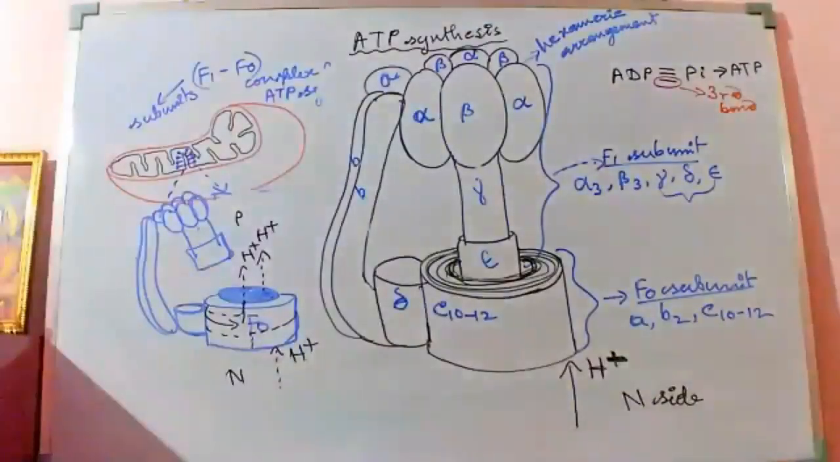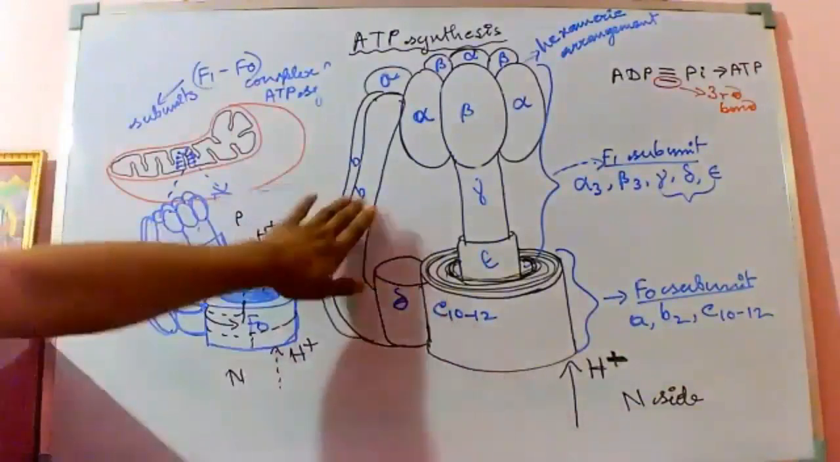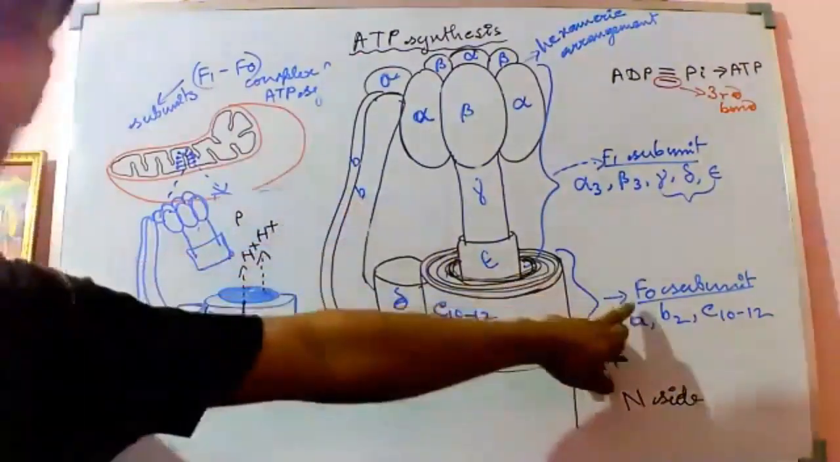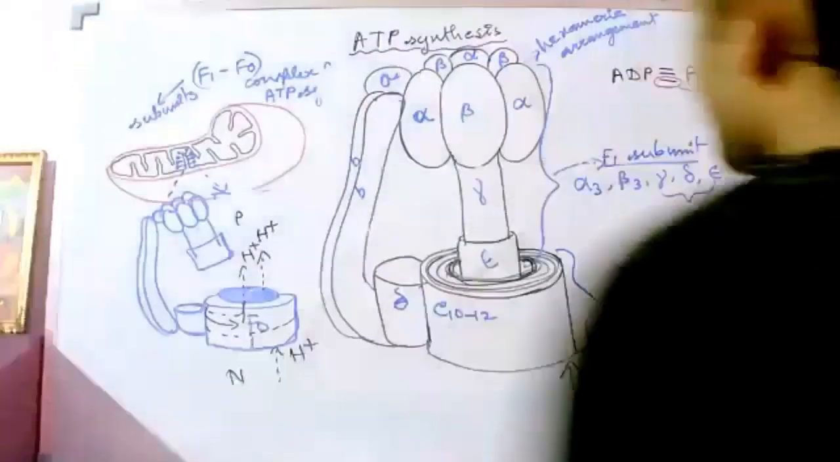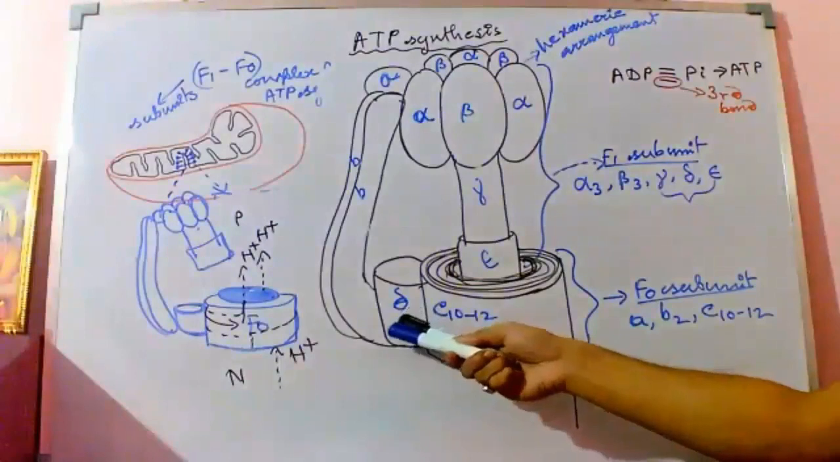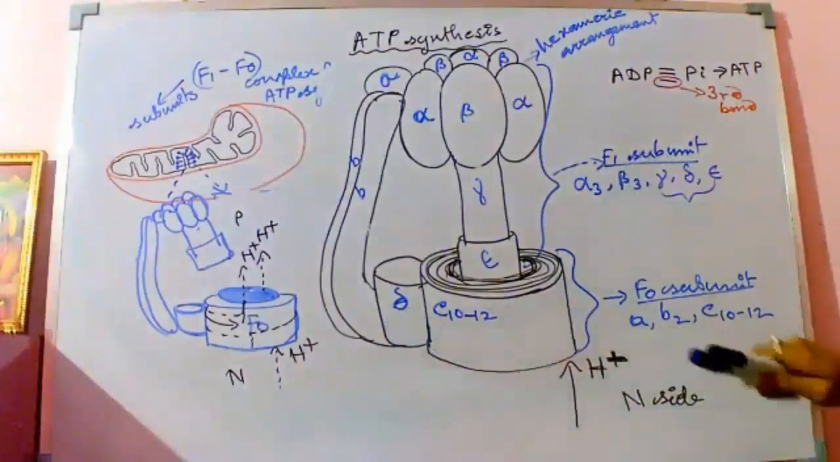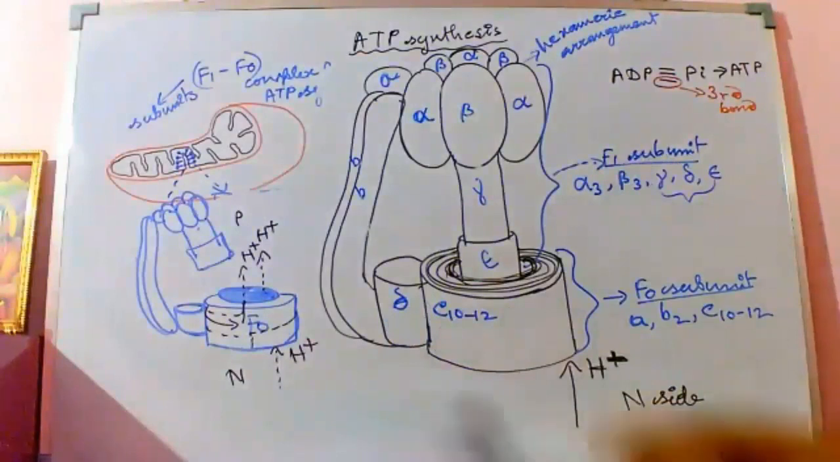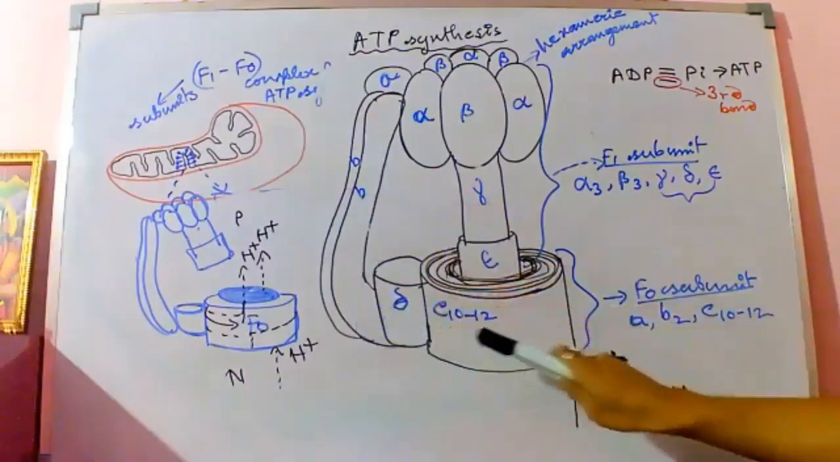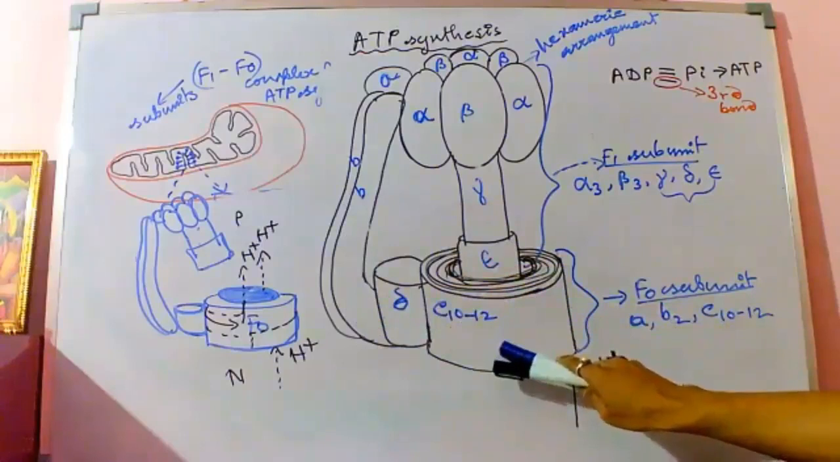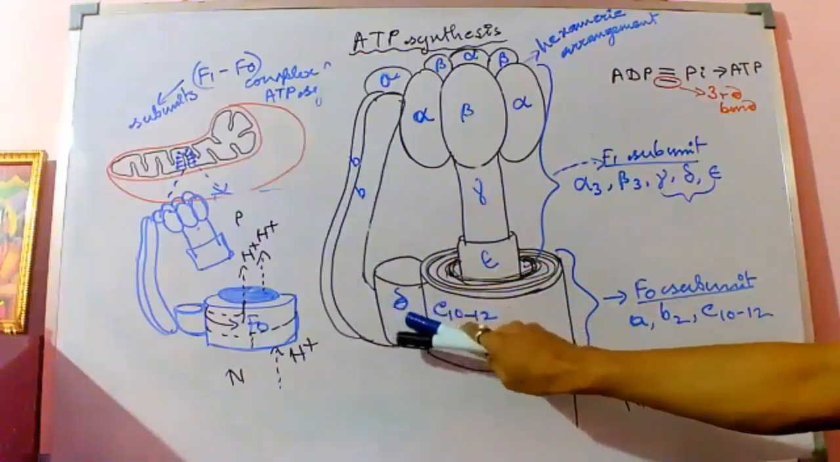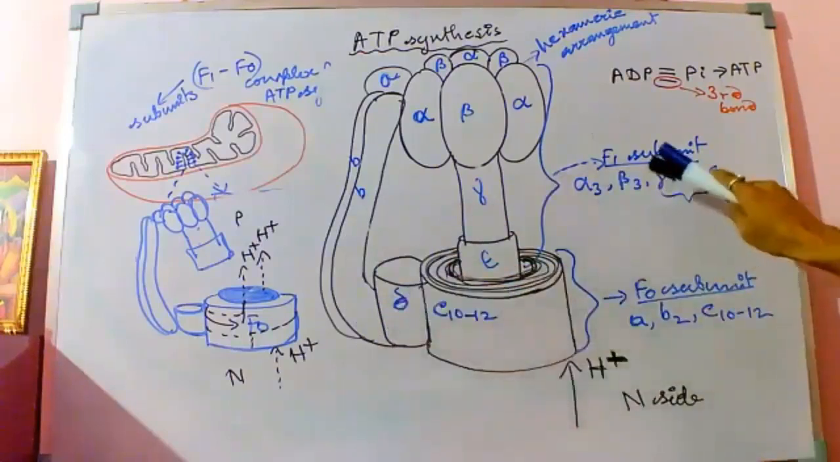Okay, now the thing is, this is the function of the B portion of the F0 subunit. Now, what is the function of this delta? The delta portion of the F1 complex helps in attaching or clamping the B portion with the F0 C portion. This delta portion is of what? The delta portion is of the F1 subunit.